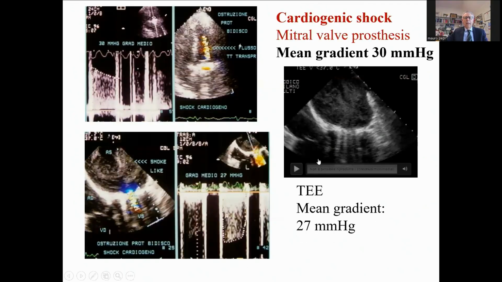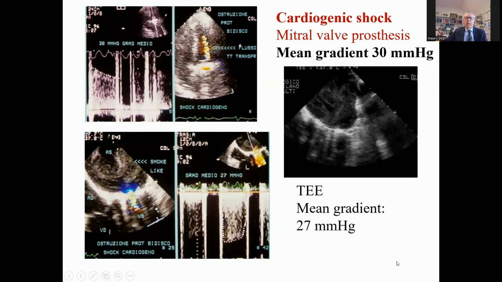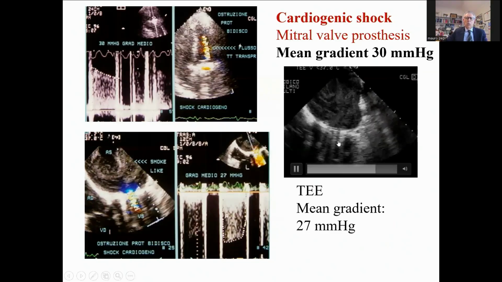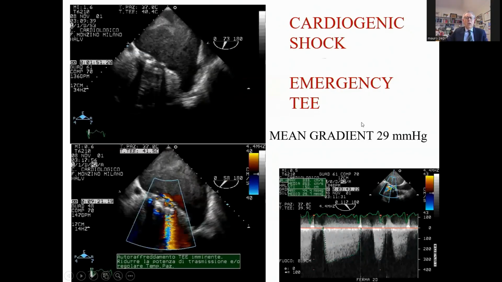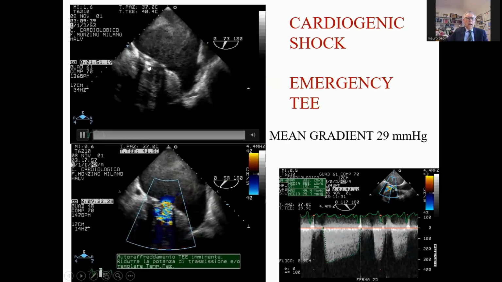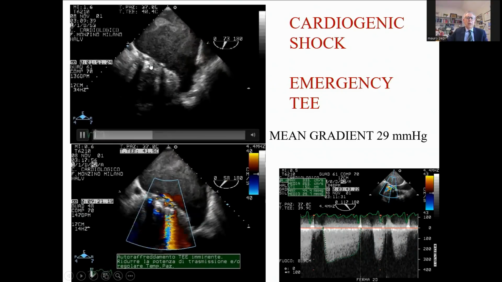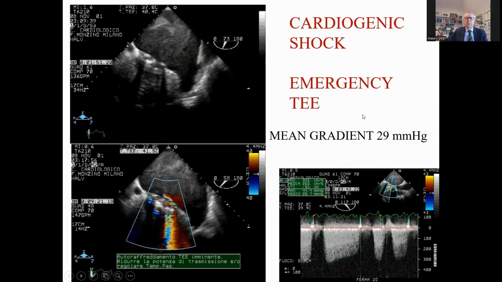Starting with a case of cardiogenic shock with a mean gradient of 30, no doubt this is an easy diagnosis, the thrombus, the very, very high gradient. Another case, similarly, we have not a large thrombus, however, one leaflet is stuck, the second one is hypomobile, and the mean gradient is 29.